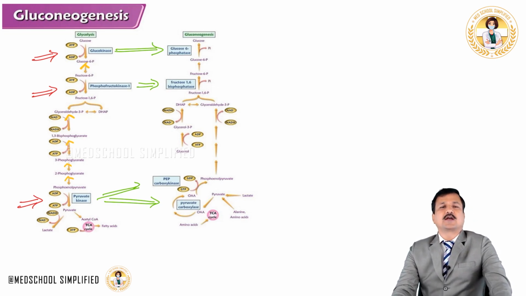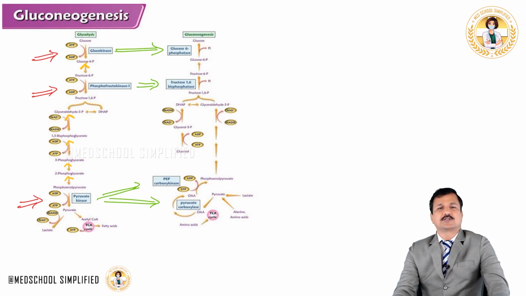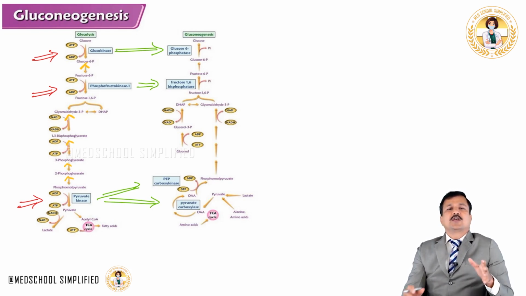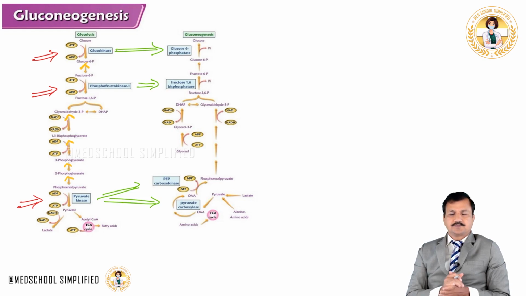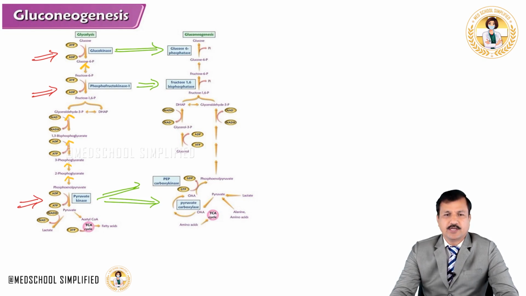Like this, the irreversible reactions are taken care of in gluconeogenesis, so that there is a reversal of pyruvate all the way into glucose. This is the major thing for understanding gluconeogenesis.